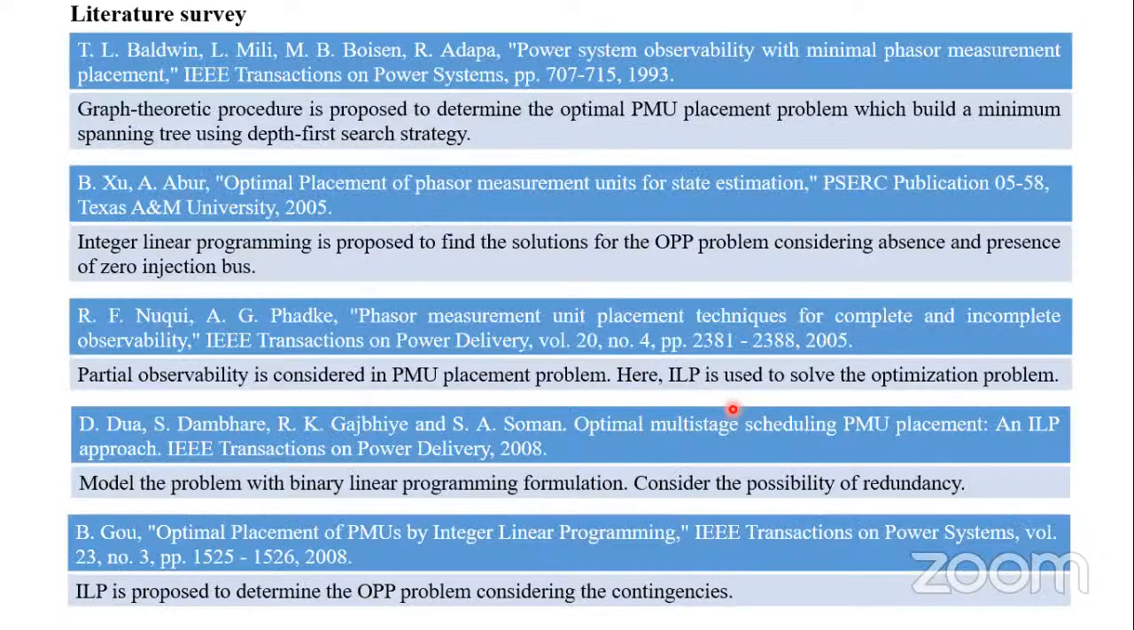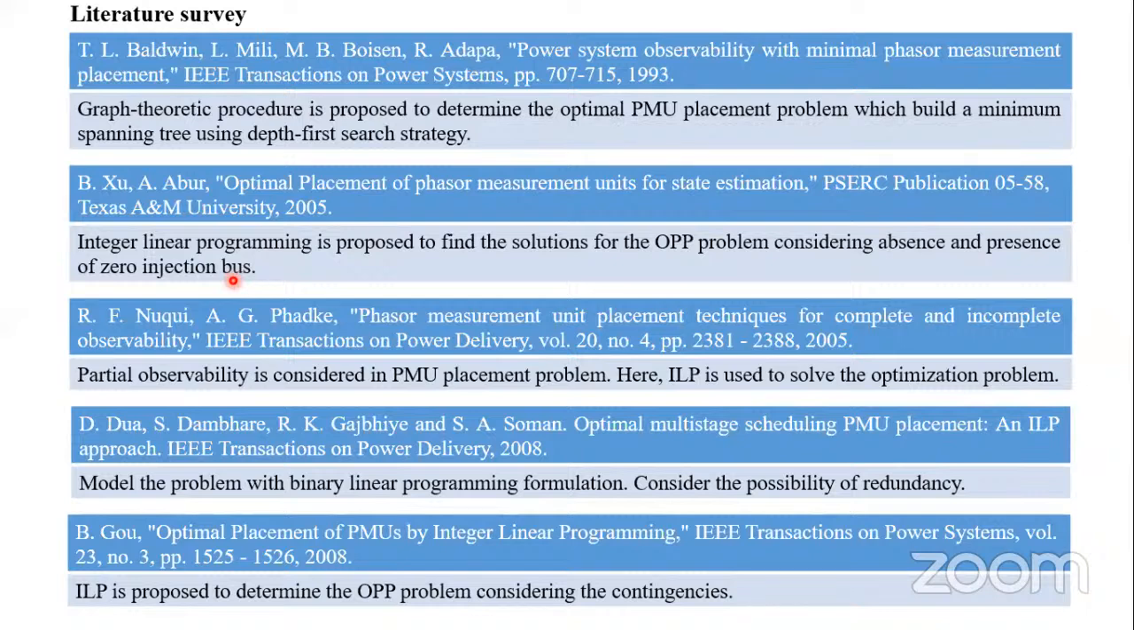Now, these are some of the important papers which I have gone through. The first important paper is by Professor Baldwin. Professor Baldwin used a graph theoretic procedure to solve the problem of optimal PMU placement. Again, B. Zhu and Ali Abur, both professors and scientists, have also found a solution of the optimal PMU placement problem using integer linear programming. In this paper, they considered two cases, the absence and presence of zero injection buses. If we consider the zero injection bus, the problem becomes non-linear. It is no more integer linear programming, it leads to non-linear programming.